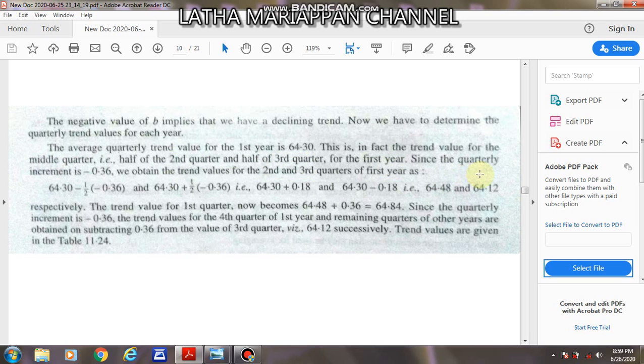Okay, since the quarterly increment is minus 0.36, we obtain the trend value for the second and third quarter of the first year as follows. So they gave this formula to find out the first quarter, second quarter, third quarter and fourth quarter values. I'll show you in the picture format.